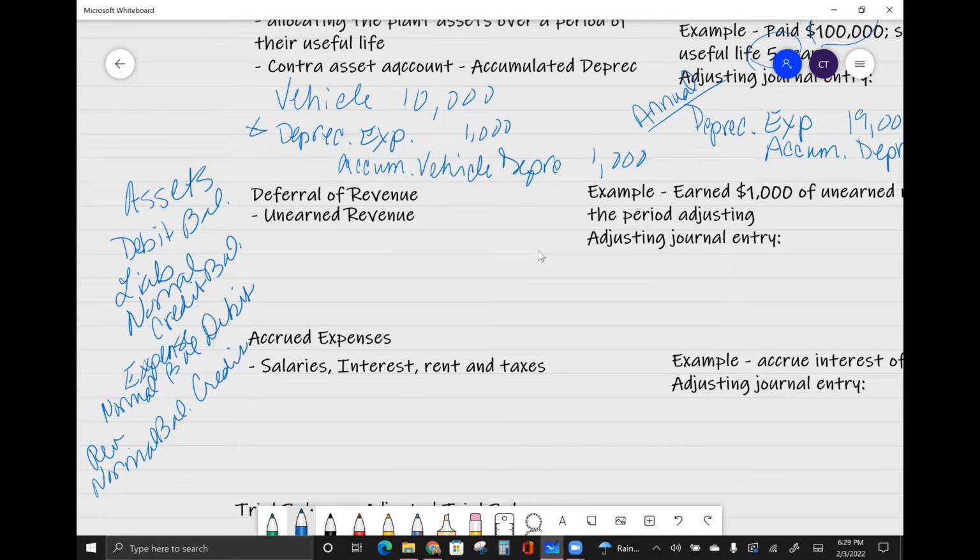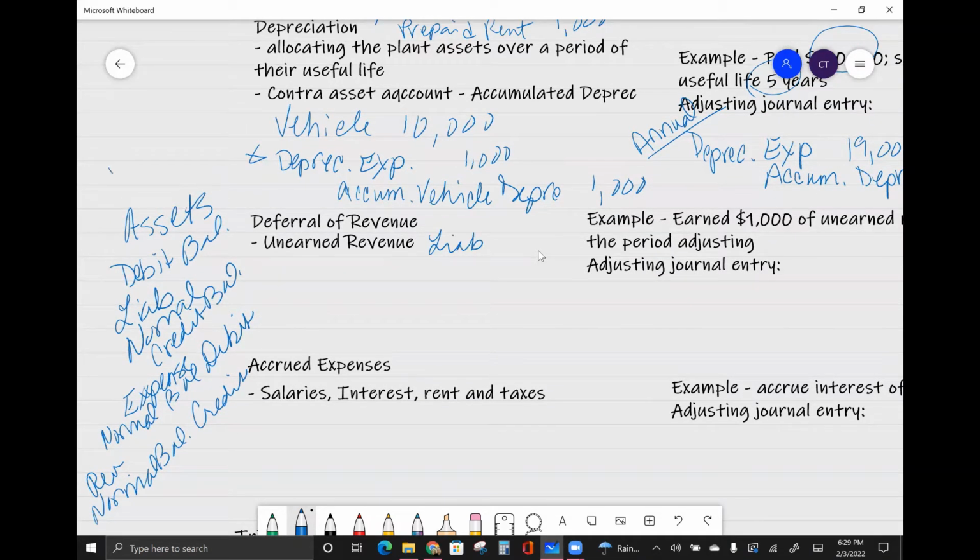Okay. So I just wanted to put that on there so you can keep that in mind. If you know this, it'll help you. So when you see unearned revenue, I know this is a liability, and I know liabilities carry a normal credit balance. So when I am doing an adjusting entry, if I'm expecting this to have a credit balance, how am I going to reduce it in my entry, a debit or a credit?